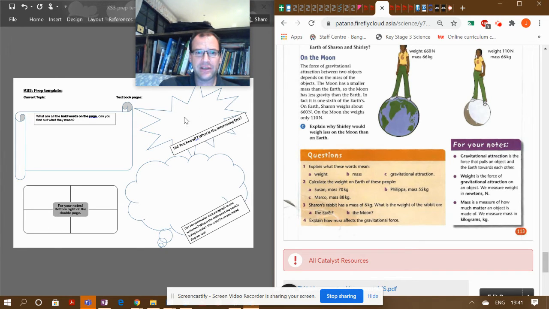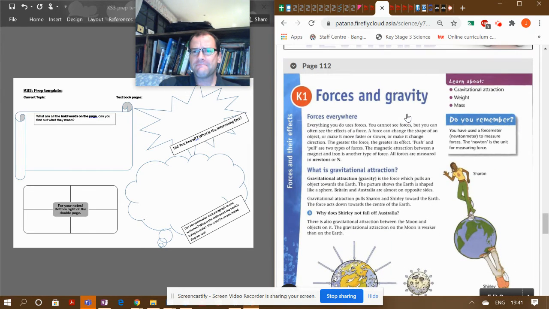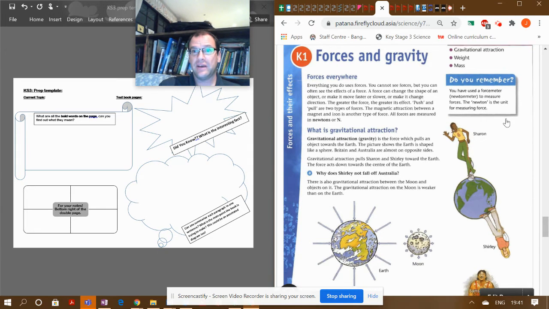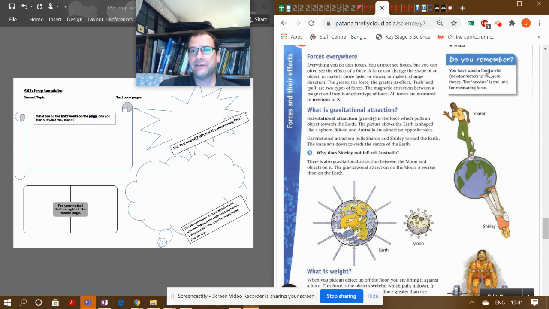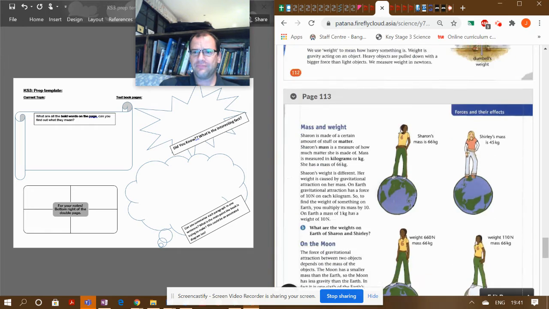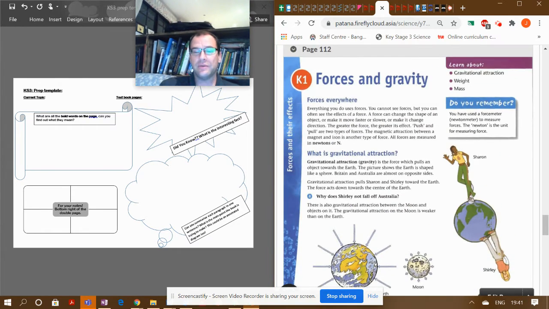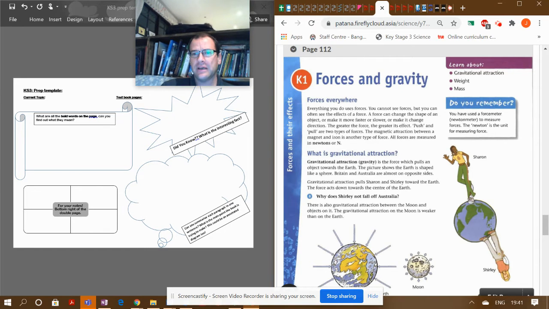There's one here, this big star shape. Did you know, or what is the interesting fact on this page? It actually says, do you remember you have used a force meter to measure the forces? The Newton is the unit for measuring force. In lots of other pages it says, did you know? And there'd be an interesting fact there as well. So we can write that one in as a did you remember, or do you remember?